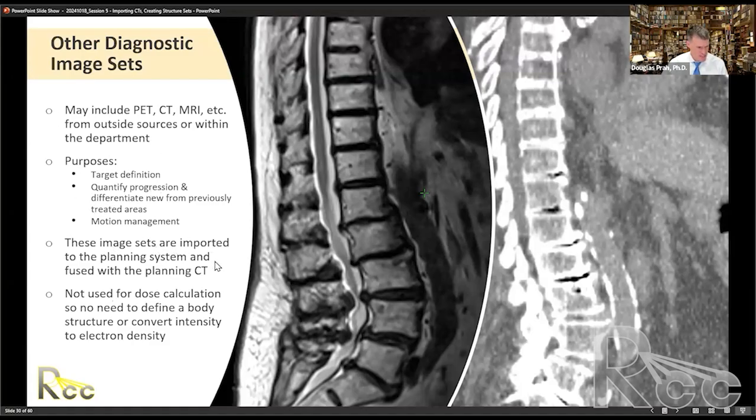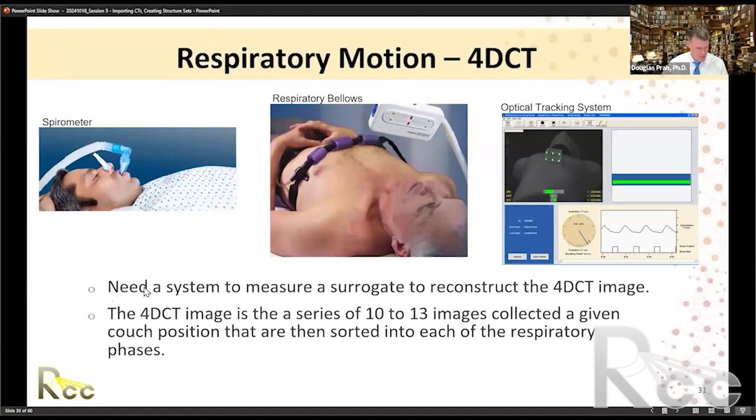They're imported into the planning system, and we're going to fuse those. We are not going to calculate dose on these. Obviously, we wouldn't have a way to calculate dose on an MR since we don't have Hounsfield units. That's reflecting proton density, so we would have to have some system of converting those over.